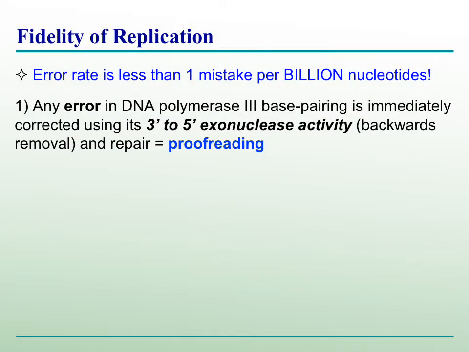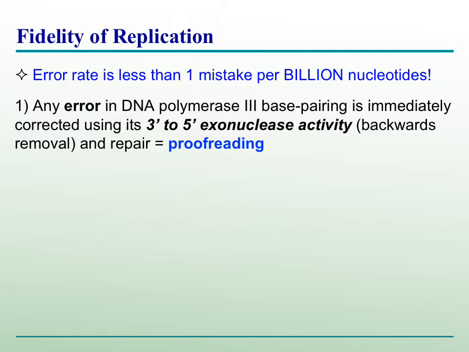With all of this going on, it's almost hard to believe that DNA can be replicated with faithfulness to the original sequence. The error rate of DNA replication is less than one mistake per billion nucleotides. The reason is that DNA polymerase has high fidelity, meaning it will accurately copy the sequence into a complementary strand.